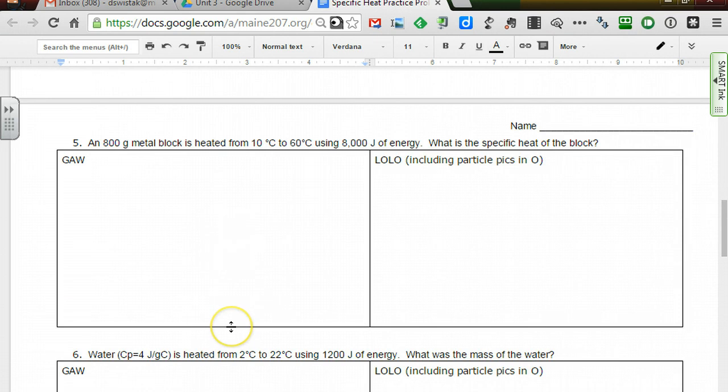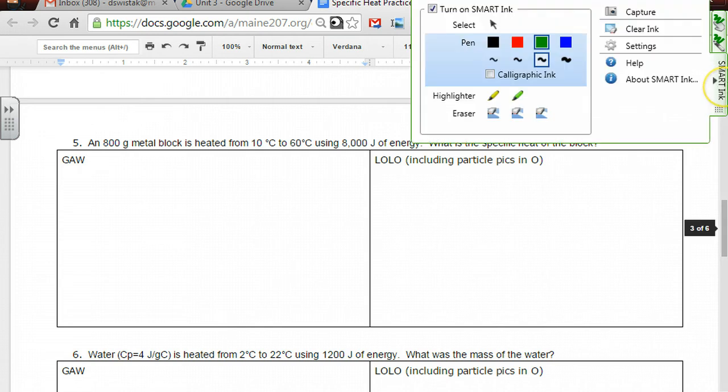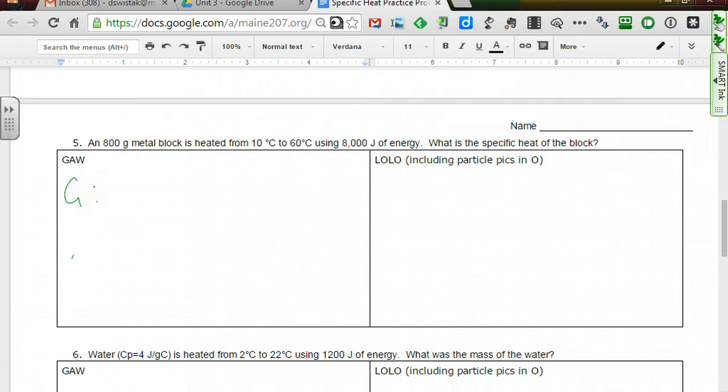So number 5 says an 800 gram metal block is heated from 10 degrees Celsius to 60 degrees Celsius using 8,000 joules of energy. What is the specific heat of the block? Okay, so this time again, I'm starting with my GAW.